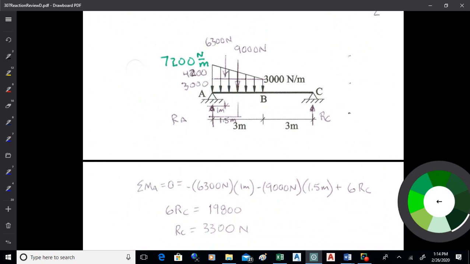And then to get RA, I just go sum of Fy, set that equal to 0. The load is on the left side of the beam, so I would expect RA to be quite a bit higher than RC, and I think that proves out. So I just go sum of Fy, set that equal to 0, solve for RA. What you have then are all the forces acting on the beam, because you got the reactions and you have the applied forces.